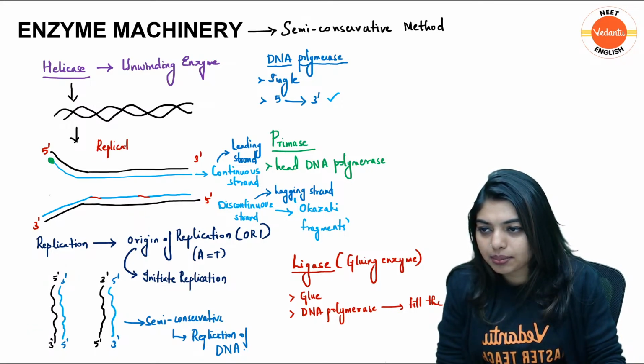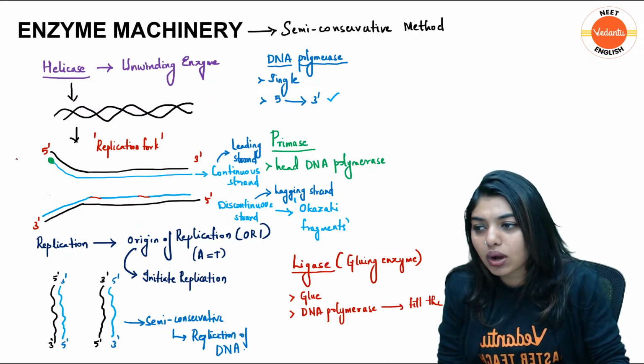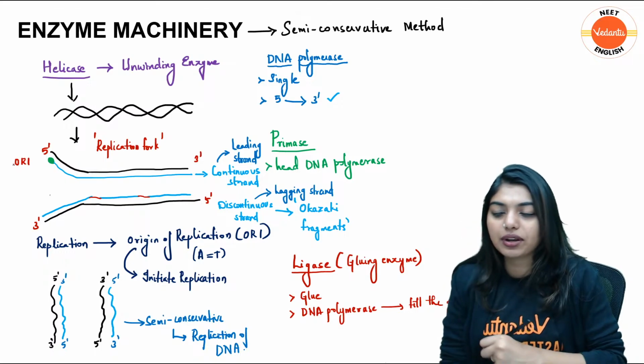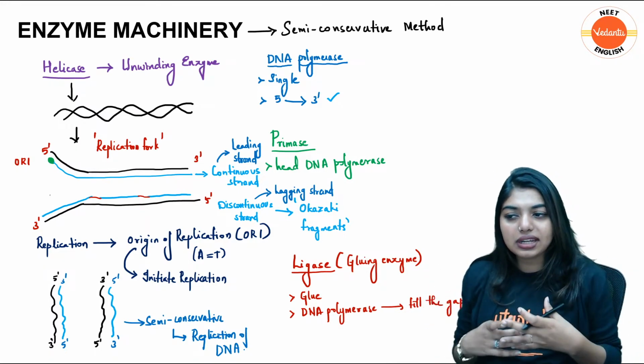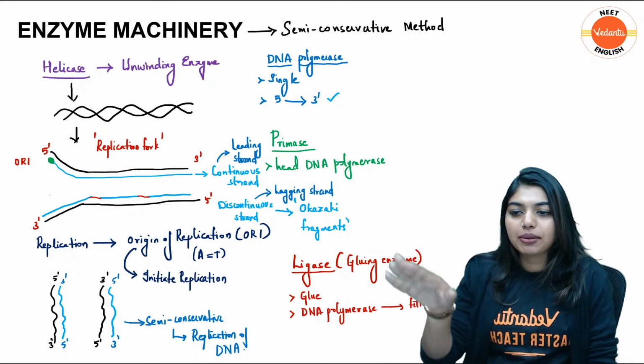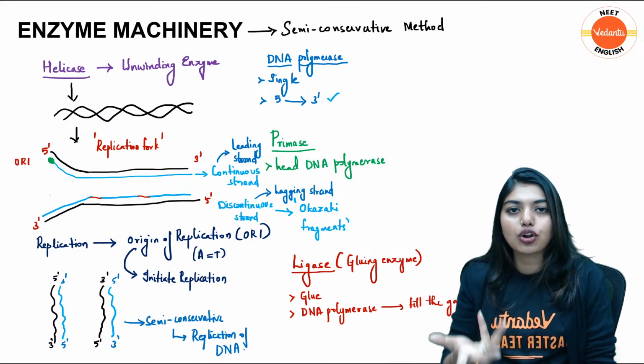This is called the replication fork. This replication fork will have an ORI, origin of replication. It will be mostly an AT region because AT bonds are weak and it is easy to break. Correct? From there, what will happen? DNA polymerase will come to form a new DNA strand, or your daughter DNA.